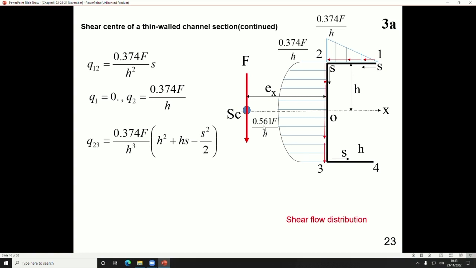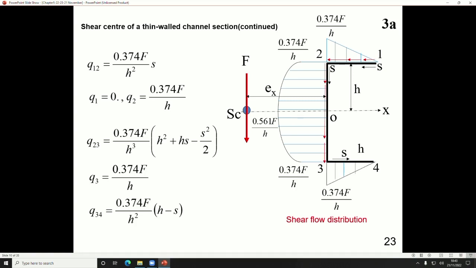I repeat, how do I find this? A common question among you. I just substitute the value of s equal to h in this relation. So this is the maximum shear flow. If I divide it by t, it gives me the maximum shear stress. As you can see, the bottom one is the mirror image of the top one. So if you have a question similar to this, don't do the rest of it, just do the upper part. You get full marks for it. Don't waste your time. You just do the distribution for panel 1, 2 and panel 2, 3, and that's it. If you just sketch it for the upper half, you get full marks for it.